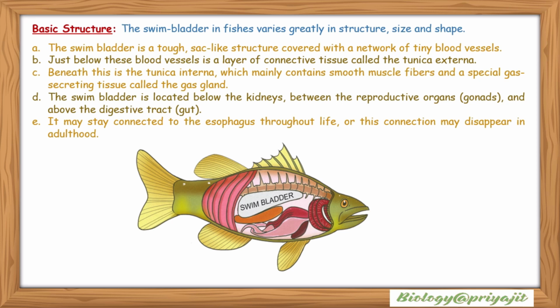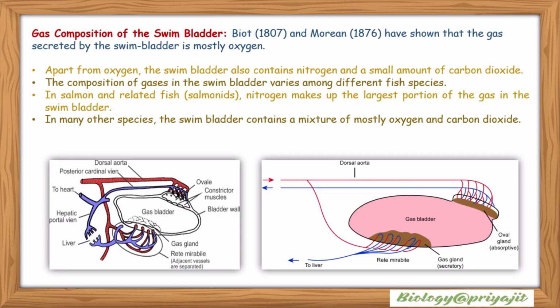Beneath this is the tunica interna, which mainly contains smooth muscle fibers and a special gas secreting tissue called the gas gland. The swim bladder is located below the kidneys, between the reproductive organs and above the digestive tract or gut. It may stay connected to the esophagus throughout life, or this connection may disappear in adulthood.